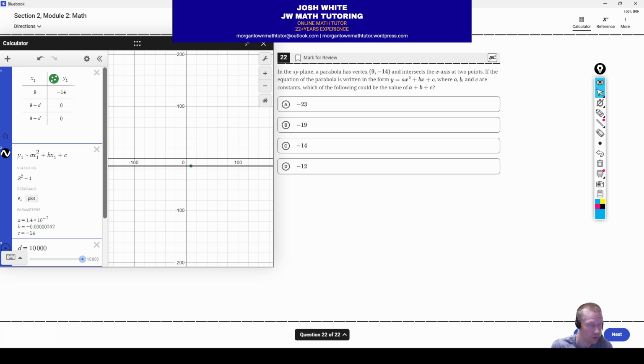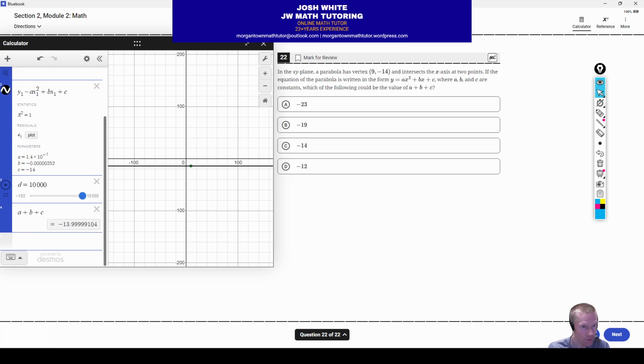Again, just to quickly review, what I did is I made a table. I entered in the vertex point. I entered in the 2 x-intercept points by doing 9 plus some slider value for d, 9 minus that slider value for d, off of the x coordinate, the h value of the vertex, did a quadratic regression, and then I moved my slider values for d to see basically what the values of a plus b plus c would be equal to. And I saw that it goes across negative 12, but it does not touch or equal any of the other numbers. Okay, so this is just an alternate solution to number 22.